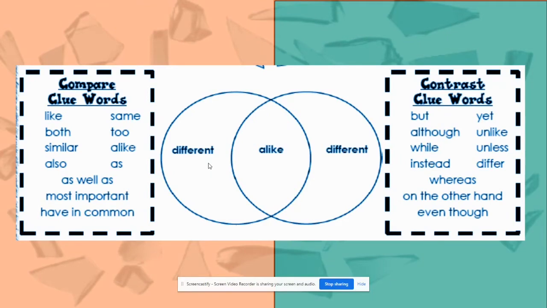Remember, if you are writing something that wants you to compare and contrast, you're going to use these clue words. Also, if you're reading something and somebody wants to know what the differences are or what's the same about two things, you can look for these words. When we compare, we look for words like and, same, too, most important, or have in common. When we are contrasting, we look for words like but, while, on the other hand, however, or even though. Okay?